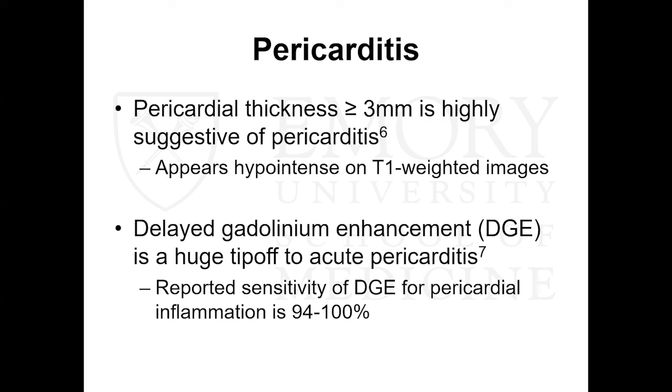Another thing that we can use as it relates to the diagnosis of pericarditis is delayed gadolinium enhancement. And that's a really huge tip-off to acute pericarditis, with the reported sensitivity for the pericardial inflammation being somewhere between 94 to 100%. So this can be a really valuable tool. The thickness can help us diagnose pericarditis itself, while the delayed gadolinium enhancement can help us determine the acuity of the pericarditis.